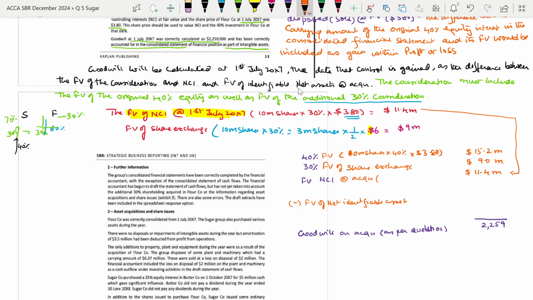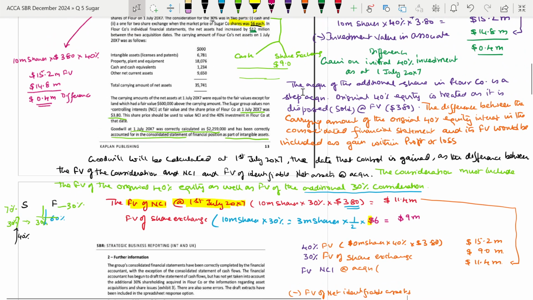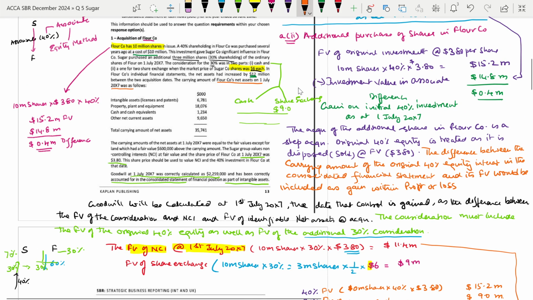Now, what we have to do is identify the fair value of net identifiable assets. It is given in the question, very straightforward. See the total carrying amount of net assets on 1st July 2007. In the first paragraph, last line, before the table. What is the total?